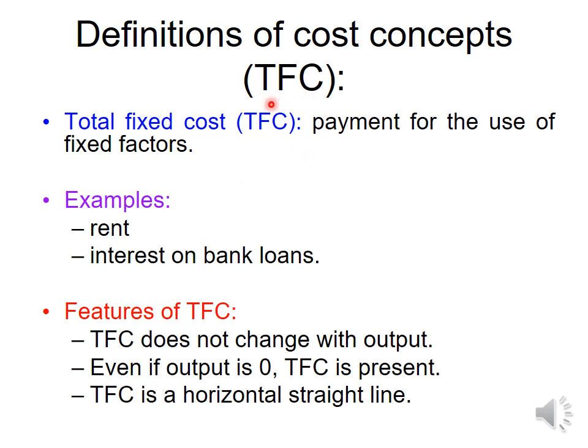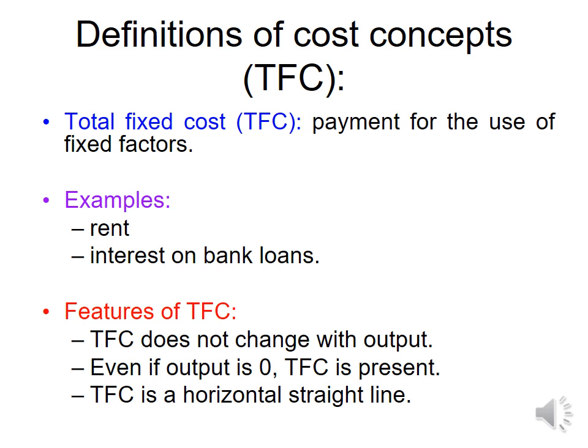Now, the first cost that we learn will be total fixed cost. Like our rental contract just now, let's say we sign for a 1 year rental contract, 100,000, that will be fixed, and that will be our total fixed cost. We signed and committed to it. Total fixed cost does not change with output. You committed already. You want to produce, you sign already, you pay. Even if you don't produce anything, you must still pay for it because you committed already.